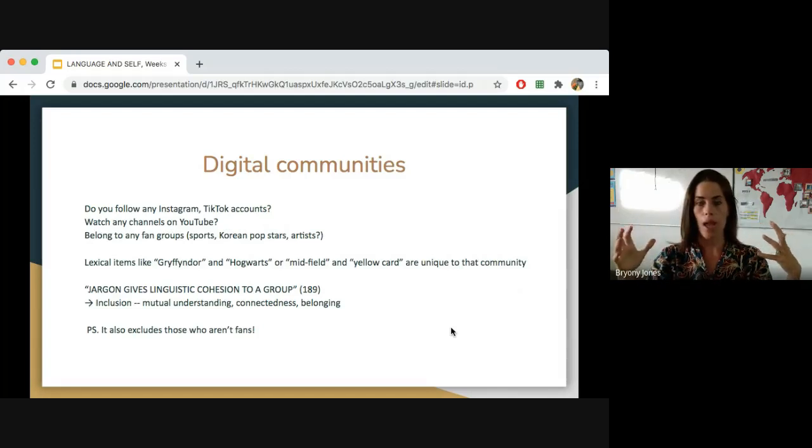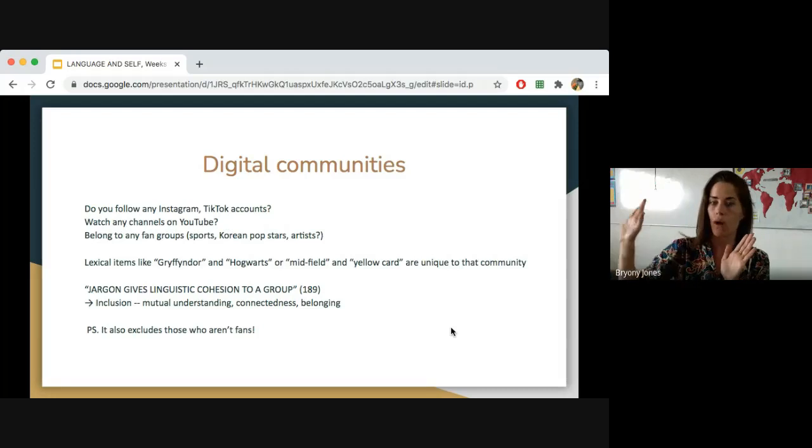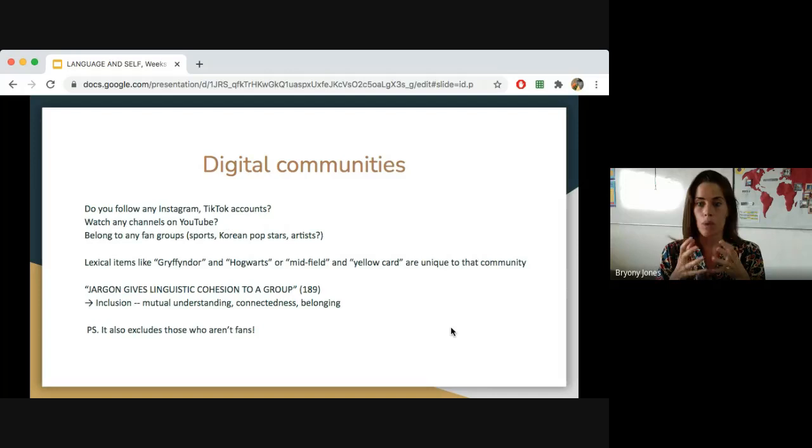And think about how those communities use that lexis to build belonging, acceptance, and a sense of, like, that membership card: you belong here, you understand. We are including you, and if you don't understand it, you are excluded. And that's good, because it creates this tight community of mutual understanding. It lends linguistic cohesion to a group, jargon, okay? And like I said, it excludes others that aren't in it.